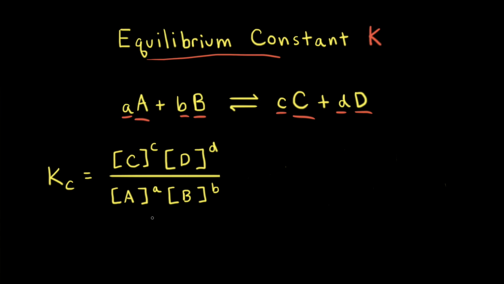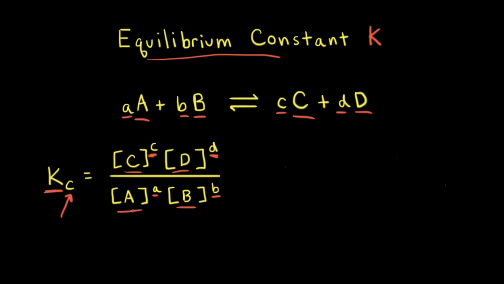If we were to write an equilibrium constant expression for this hypothetical reaction, we'd start by writing the equilibrium constant K, and then we have a subscript C here because we're dealing with concentrations. And the equilibrium constant Kc is equal to, in the numerator, the concentrations of our two products multiplied together, and the concentration of each product is raised to the power of the coefficient. In the denominator, we have the concentrations of the two reactants multiplied by each other. Each concentration is raised to the power of the coefficient in the balanced equation.